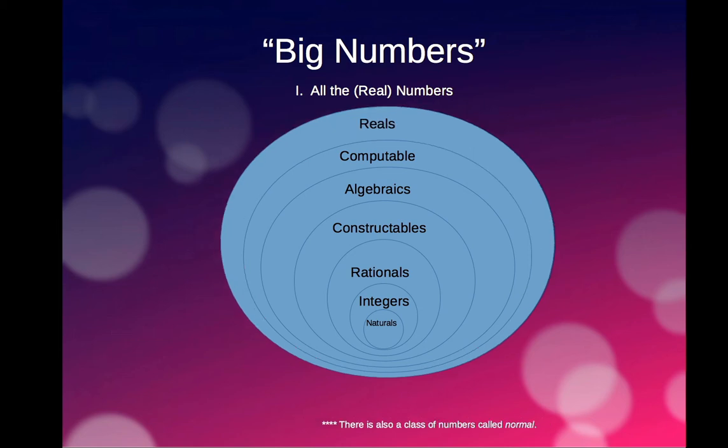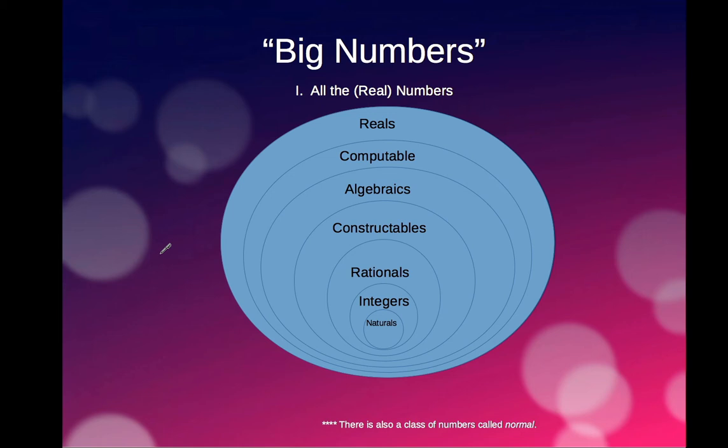And then finally, we are at everything. So this is all the numbers. Inside the reals, we have all of these other guys. And so anything inside this computable circle and so forth is computable. Everything outside is a real number, but it's not necessarily computable. I also have a little subset here.